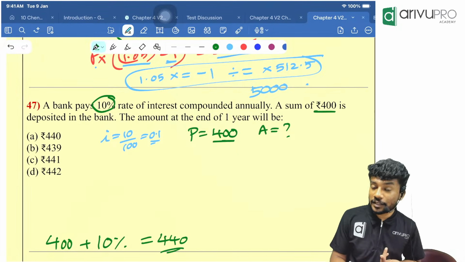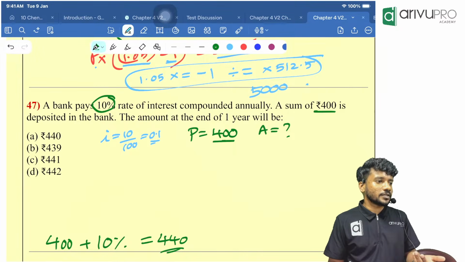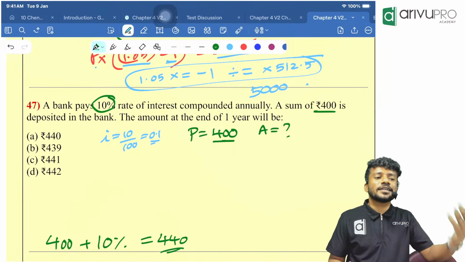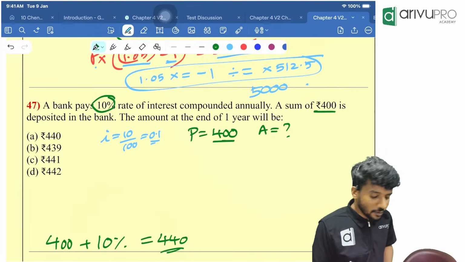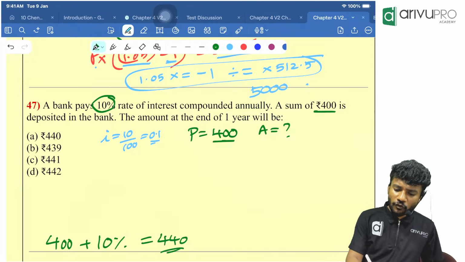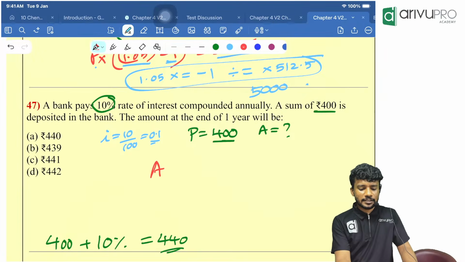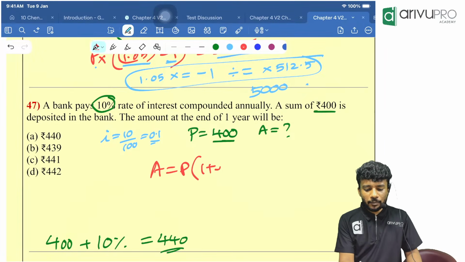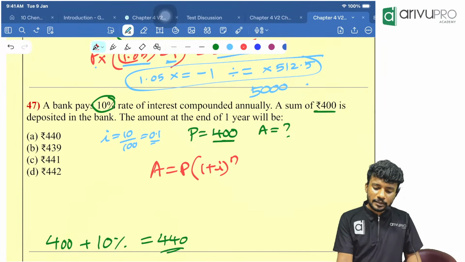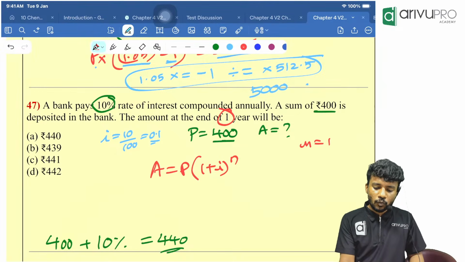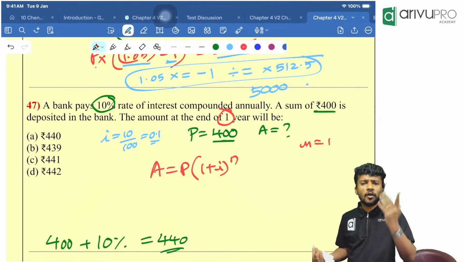What if 2 years are there? Plus 10%. What if 3 years are there? Plus 10%. Accordingly, you will convert it. But if you are using the formula, how will you find it? A is equal to P into 1 plus I the whole power n. N is how much over here, people? Which is 1 year. So n is nothing but 1 itself.